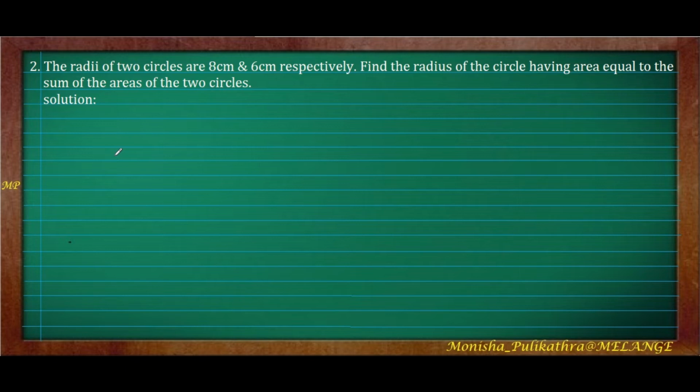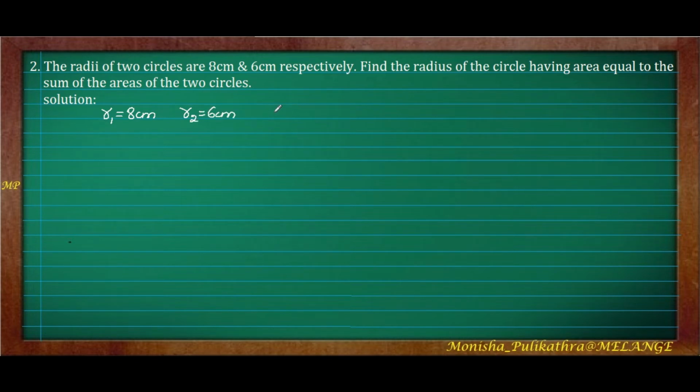Let us do the second problem of 5.1. The radii of two circles are 8 centimeter and 6 centimeter respectively. Here, for the radii of the two circles, one is r1, 8 centimeter, and r2 is 6 centimeter.